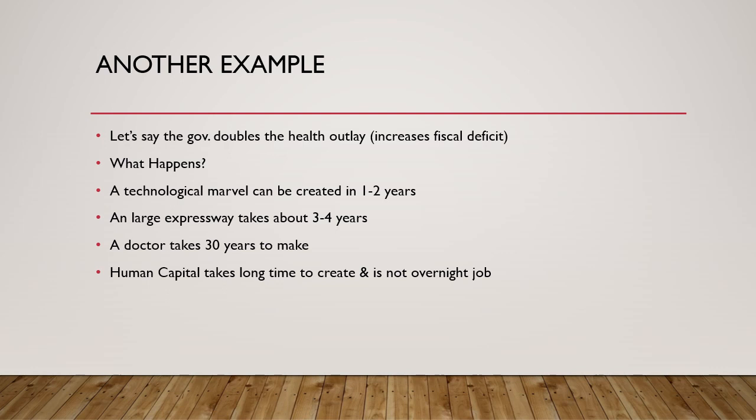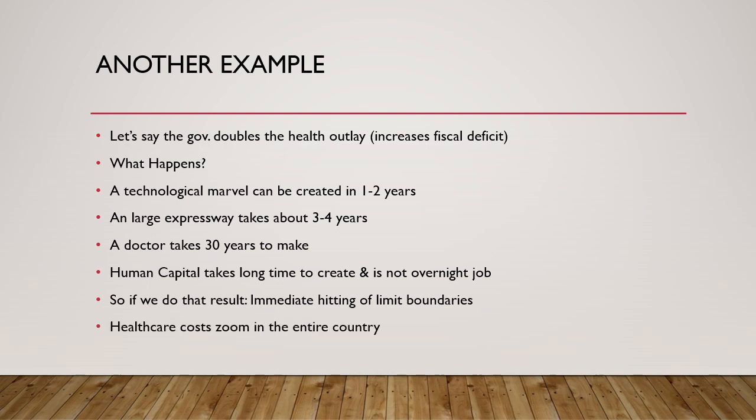And hence, because of this very decision, increasing fiscal deficit in this way will immediately ensure that the boundary limits are hit. And that means the healthcare costs will zoom across the country. And this would affect the poor and the middle class in the worst possible way, quite contrary to what the government's intentions were.